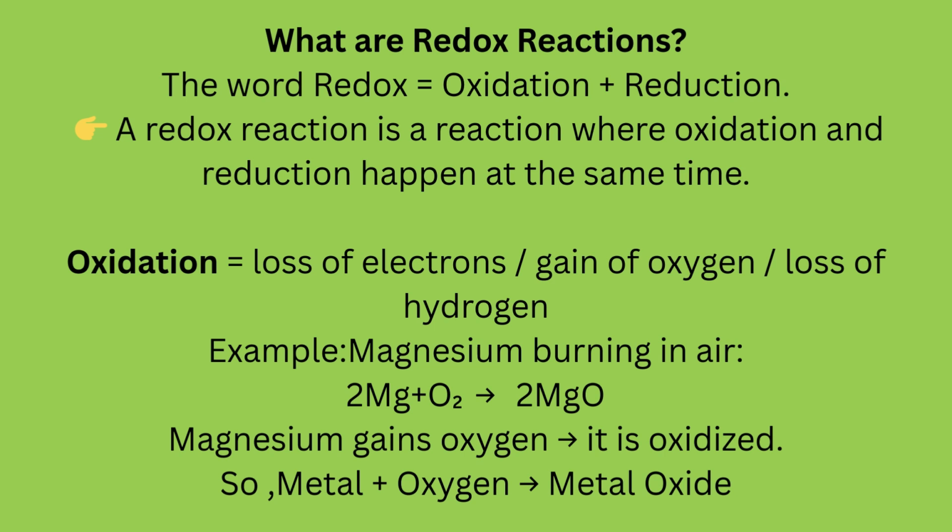What are redox reactions? The word redox equals oxidation plus reduction. Oxidation is loss of electrons or gain of oxygen or loss of hydrogen. Example: magnesium burning in air. Magnesium gains oxygen, so it is oxidized.